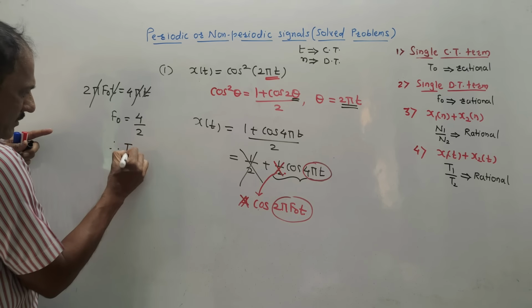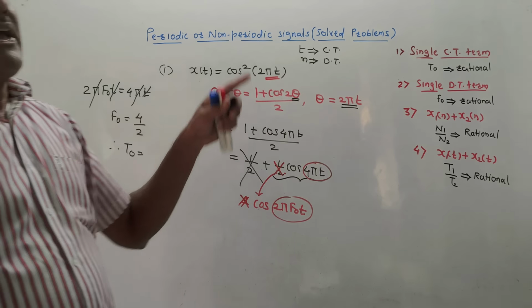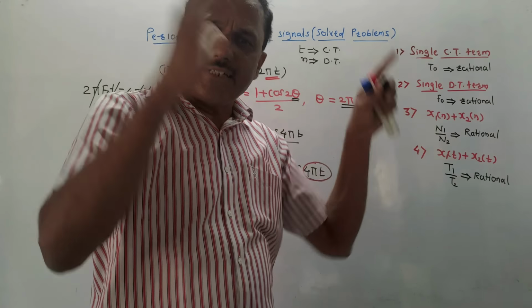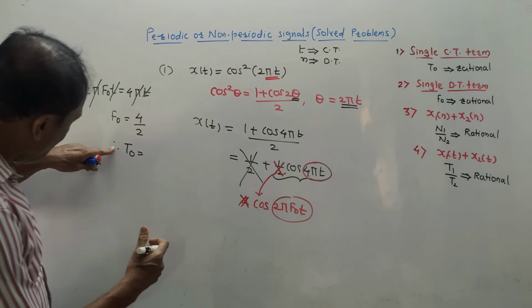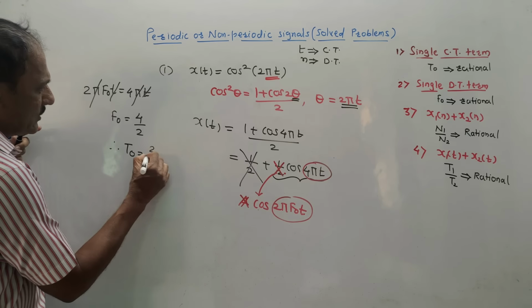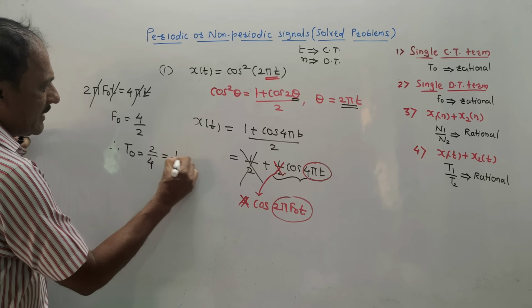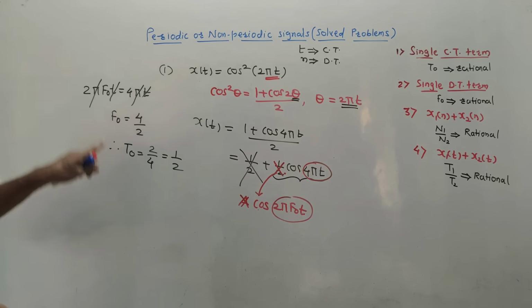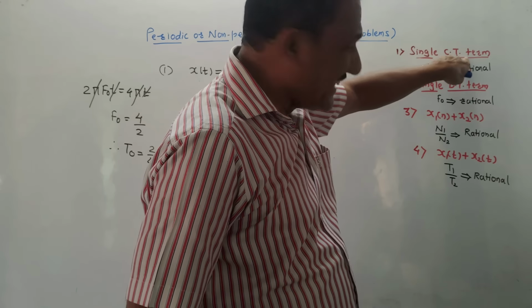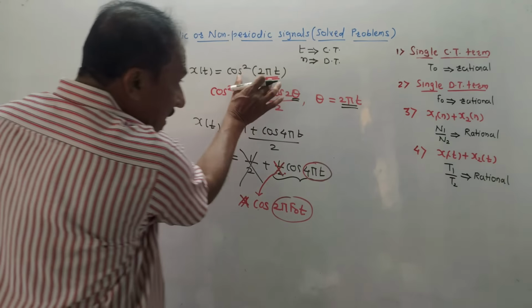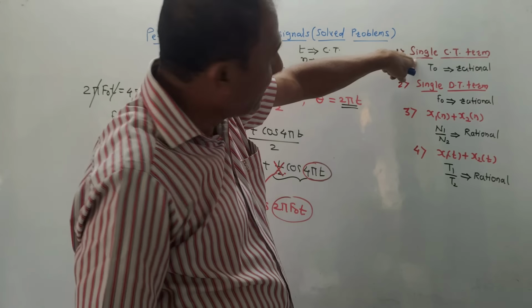Therefore, T0. What is T0? See, f is the frequency, T is the time period. We have to calculate the fundamental time period. So I will have to take the reciprocal of this equation. So it is 2 by 4, which is the same as 1 by 2. Now, look at the rules. For a single CT term, there was a single CT term, so I am using rule number 1.